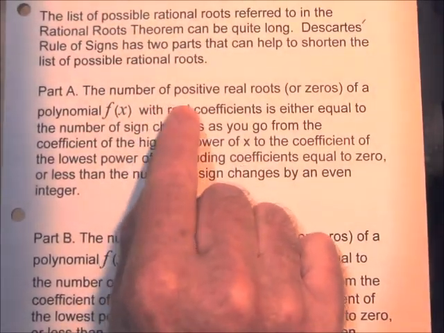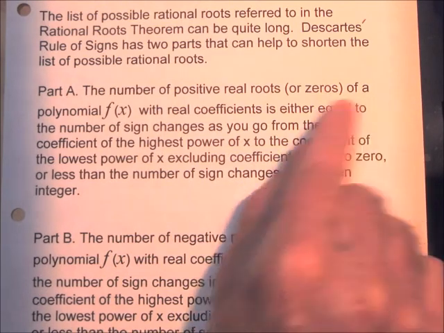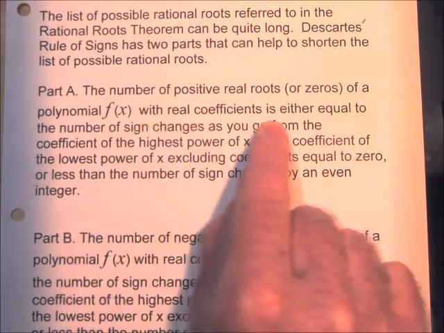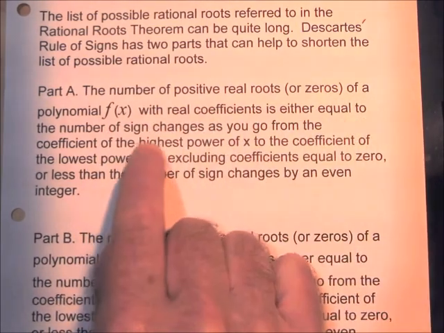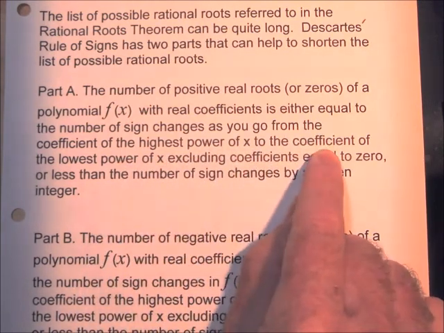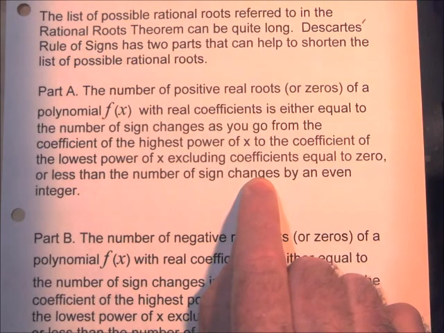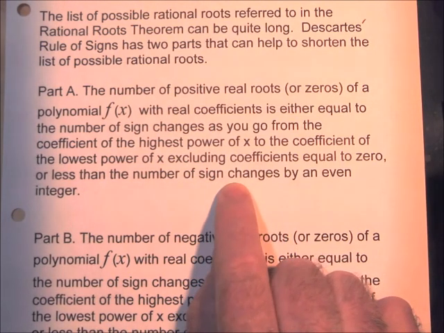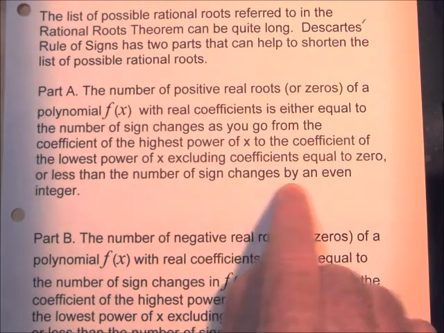Part A: the number of positive real roots or zeros of a polynomial f of x with real coefficients is either equal to the number of sign changes as you go from the highest power to the lowest power of x, or it's less than that number by an even integer.